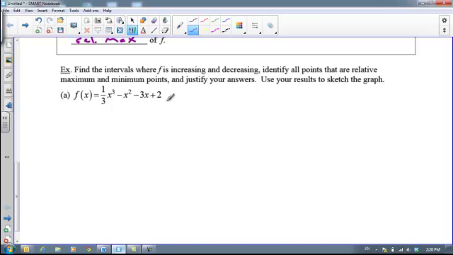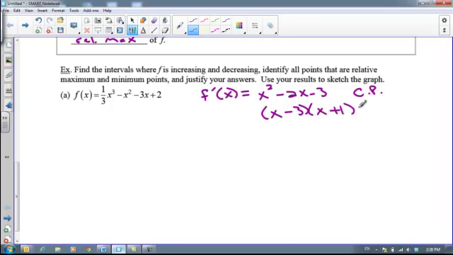Wow. All right, so first of all, we are going to find critical points. So I'm going to find the first derivative of f, which is going to be x squared minus 2x minus 3. And then I am going to look for critical points. So what I'm going to do is factor this. Well, that will be x minus 3 times x plus 1, and I'm going to set that equal to 0. That happens when x equals 3 and when x equals negative 1.